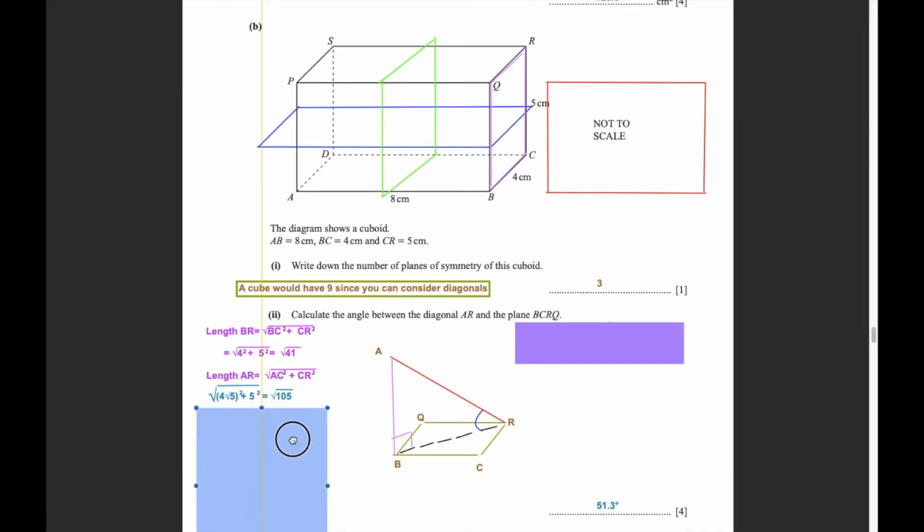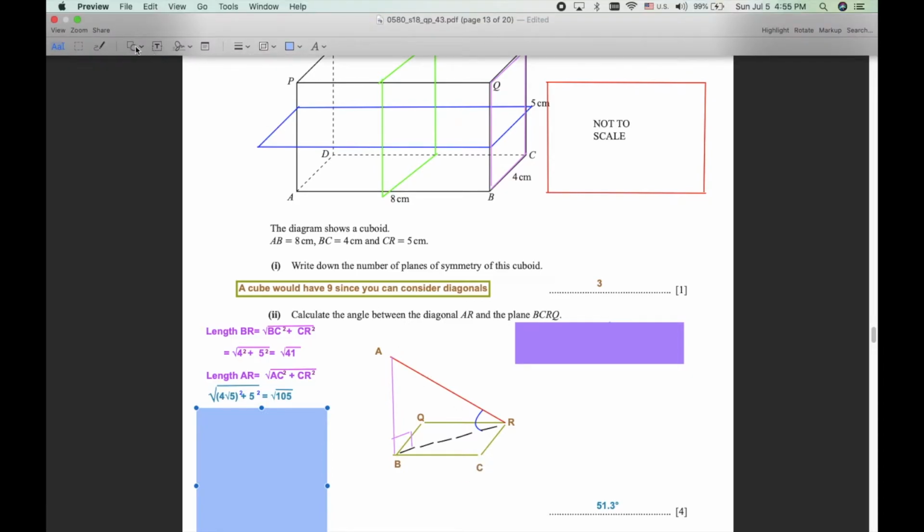Or you can try to find length AR. In order to find AR, that would be AC and CR. So I'm going to just create another line so you'd know what that is. But of course, that's just more work. There's no need to do that, which is something I did not realize until I started this video, which is a good thing because there's no need to do all that extra work.